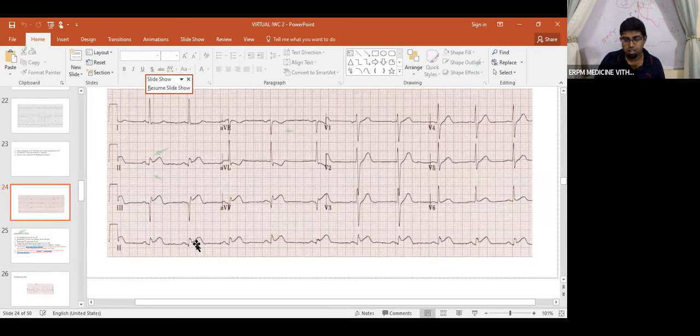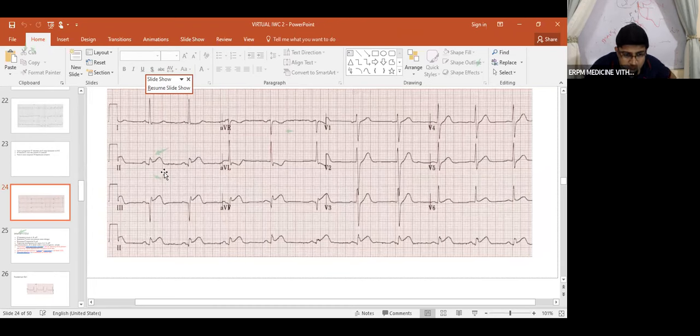What do you see? Inferior. Why do you say inferior? Lead 2, lead 3 and AVF. We have already discussed that inferior MI changes will be seen in which leads? Lead 2, lead 3, AVF.